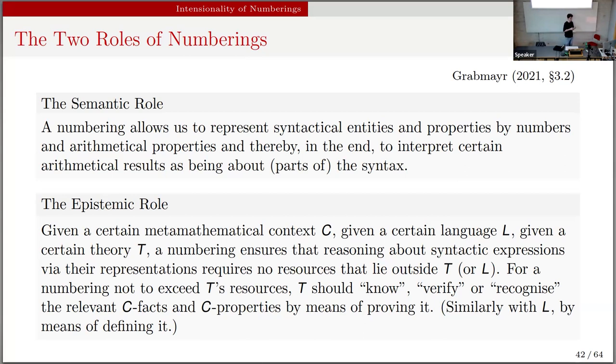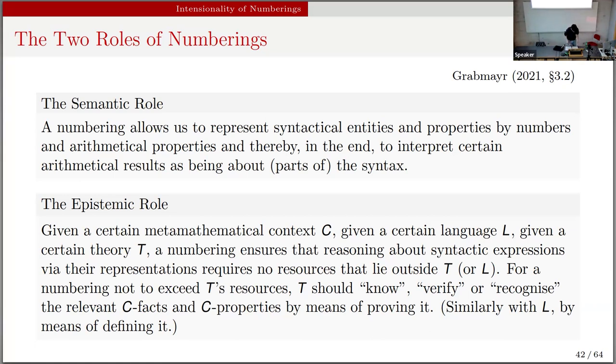And for a theory not to exceed the theory we are working in's resources, the theory should know or verify or recognize some relevant contextually dependent fact or property by means of proving them. Basically, if you're working in a very weak arithmetic theory that cannot prove even basic facts about the syntax, then there is no point in using the numbering, because it's going to require too many resources to make sense of what you're going to prove later on. Your theory is too weak, so the theory cannot know anything about what it proves and what you want it to say.